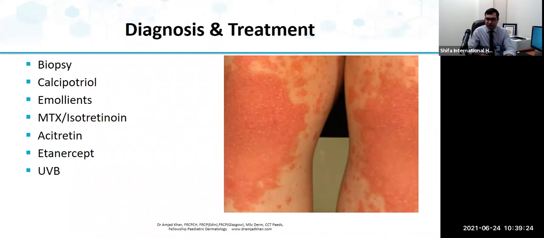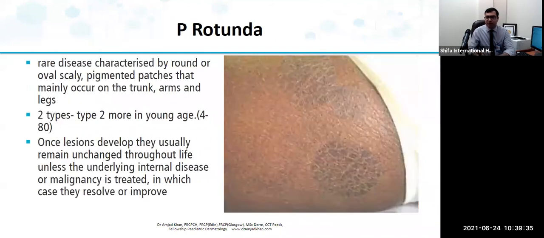Treatment options, again, are vitamin D analogs, emollients, systemic agents, etanercept, which is a biologic agent, a TNF inhibitor, and UVB light therapy. Pretty uncommon: Pityriasis rotunda, type 1 and type 2. Type 2 is more common in young children, up to 4 years of age, as case reported. But actually, the skin is a window for systemic issues.